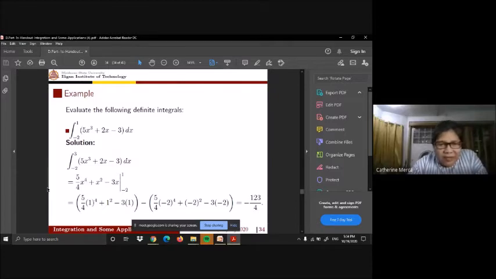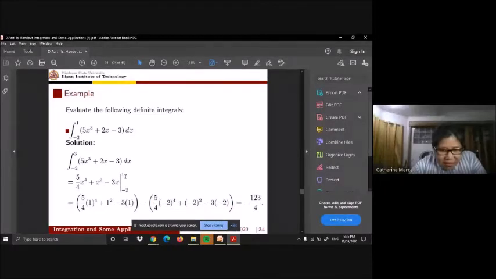Evaluate the following definite integrals. You should know the basic integration formulas. To evaluate, the integral of 5x cubed is 5x to the 3 plus 1 over 3 plus 1. What is 3 plus 1? It's 4, so over 4. Plus x squared. Why? You have the integral of 2x, with the 1 understood, 1 plus 1 is 2 over 2. Then the integral of 3 dx is 3x. Then the limits are negative 2 to 1.